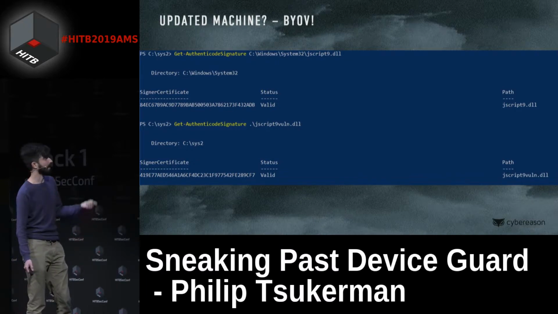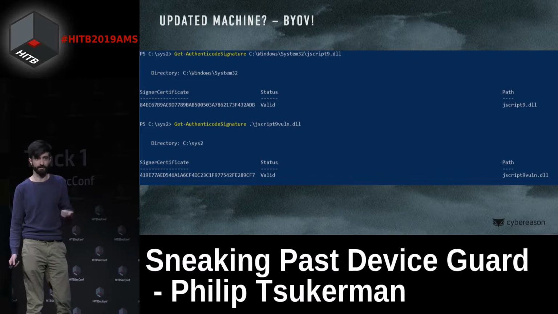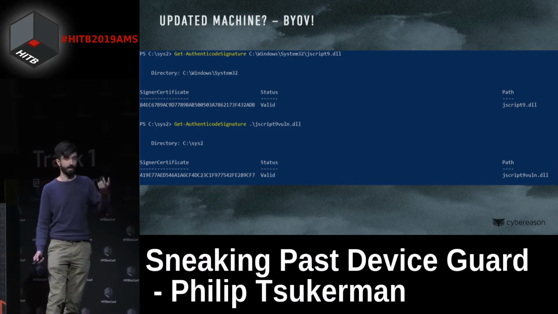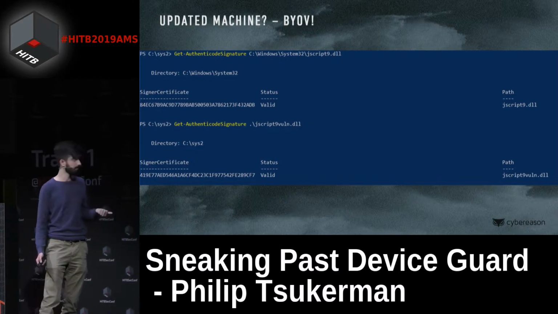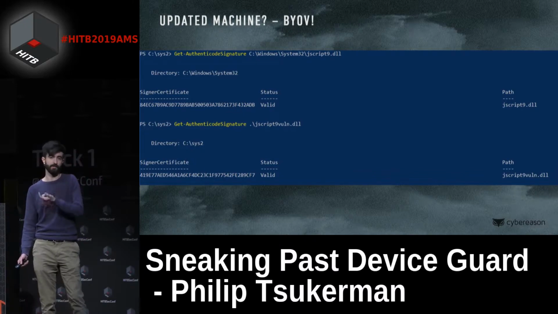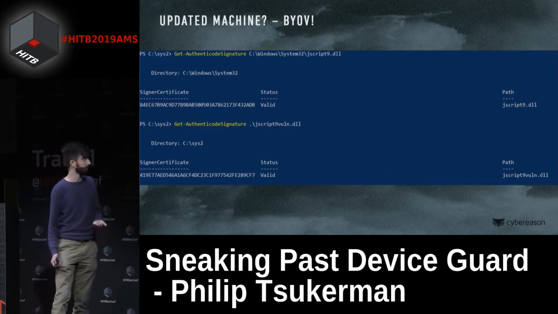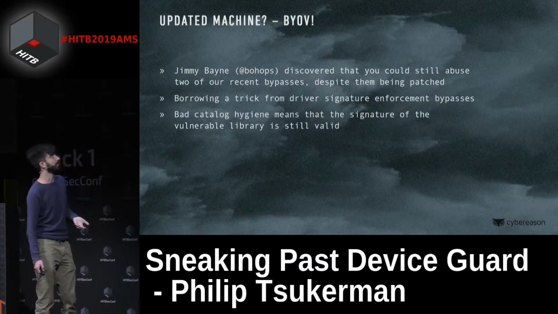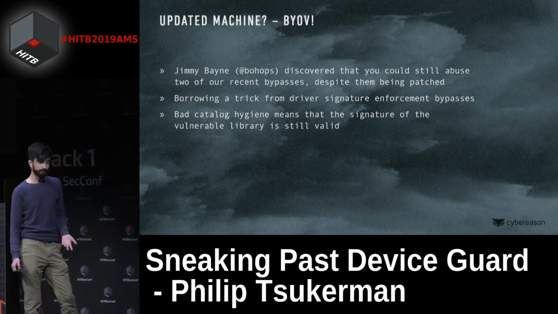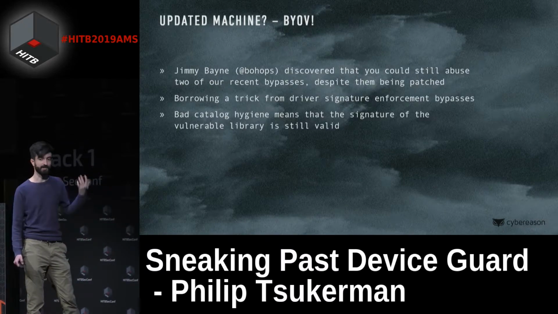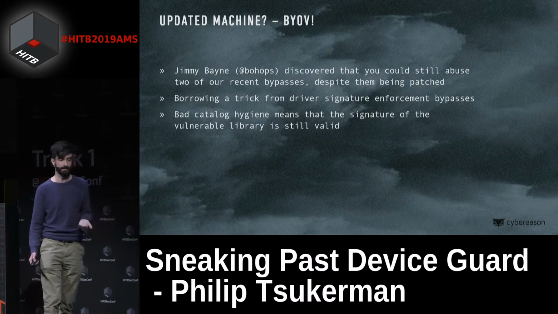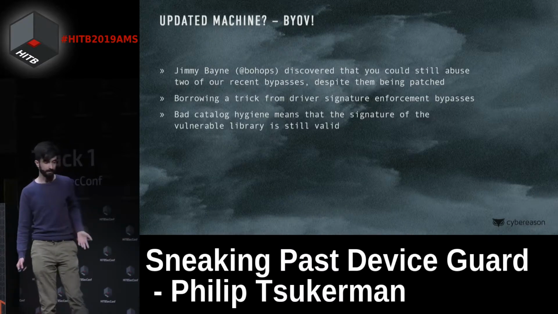So I could just use the vulnerable version. I could just bring it from home and use the same vulnerable version of JScript 9 that I've used to exploit before, and it will work. All I need to do is to make pretty much the same modification to the current user's registry to make it work. And this was actually discovered by Jimmy Bain or Bohops on Twitter. This works for JScript 9. This works for his own recent bypass that used MSXML 3.dll.